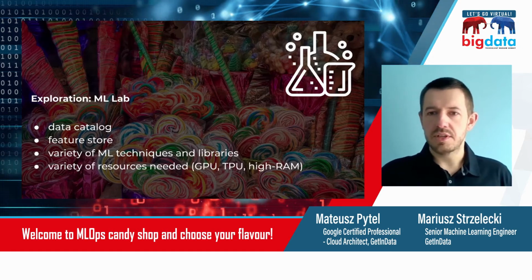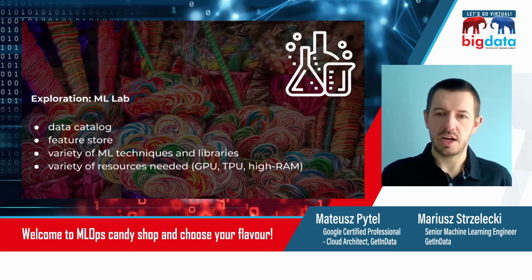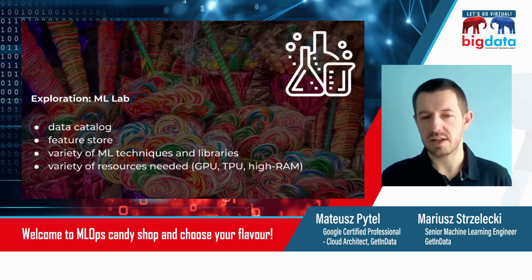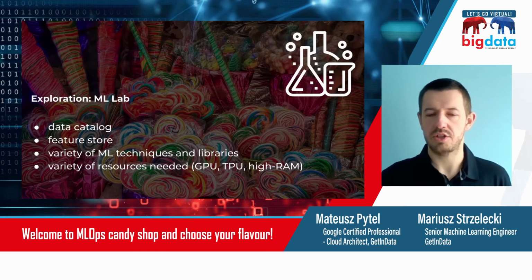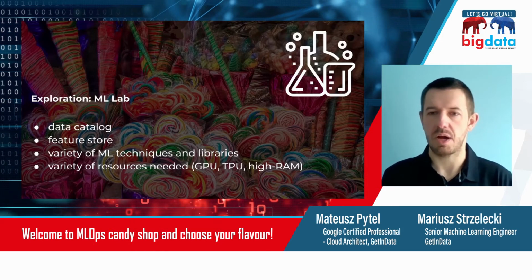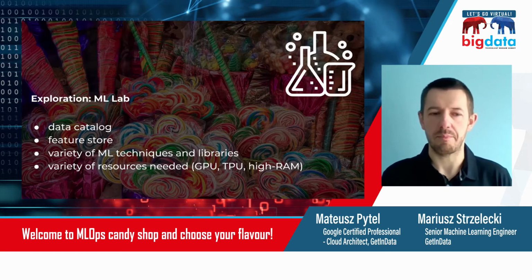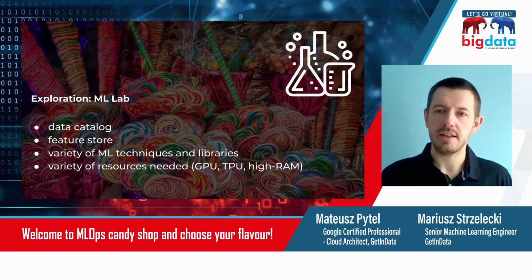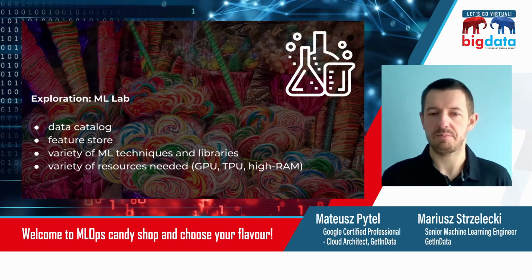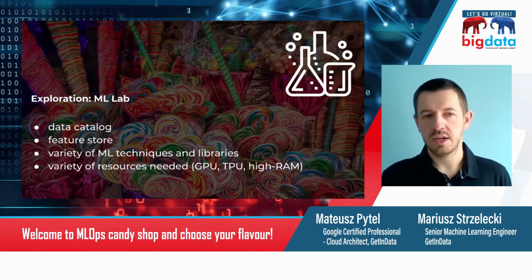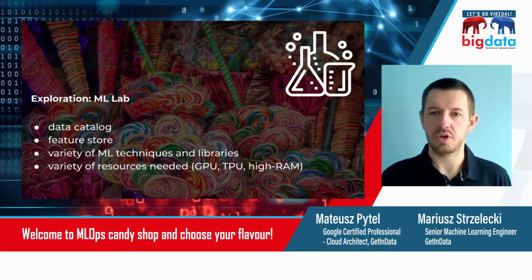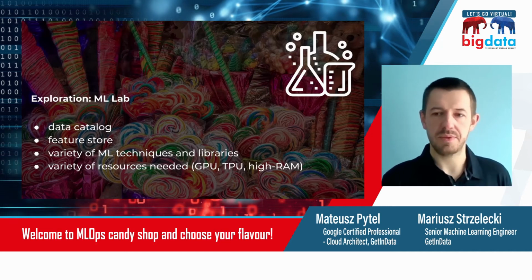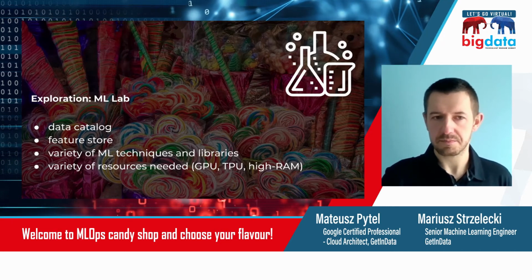And also some libraries, well, they work best on specialized hardware, like on graphics cards or TPUs or machines with enormous amounts of memory, like 1 TB of RAM. And again, we don't want the data scientists to be limited by only the resources that we own. That's why we should support any of this that is available on the market.